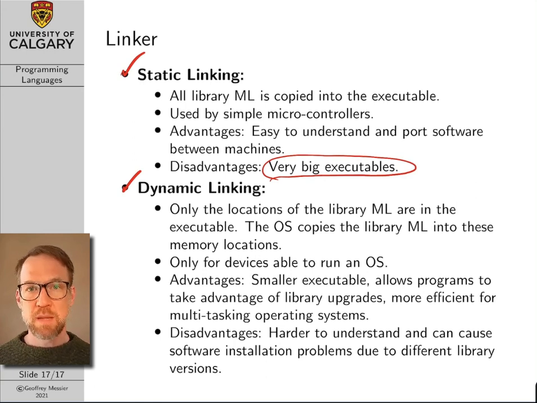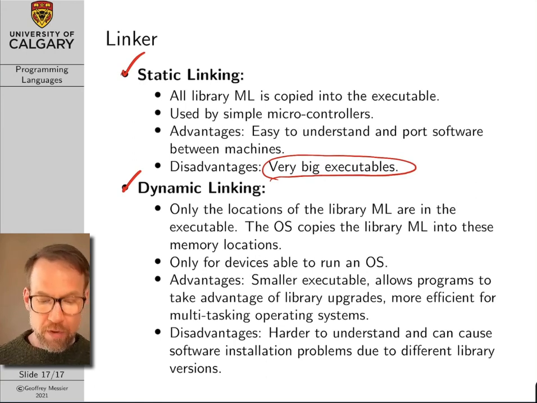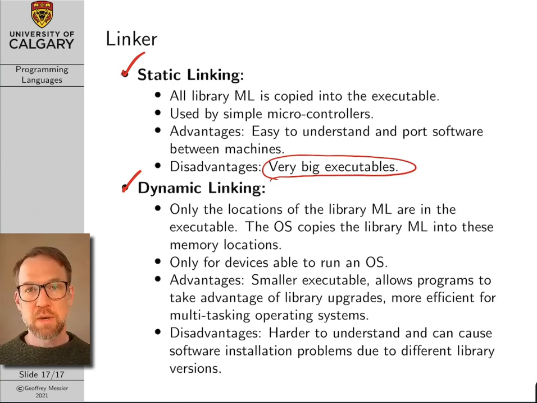The advantages of dynamic linking, I think, are kind of obvious. Smaller executables, since we're not copying in all of that code, and it allows programs to take advantage of library upgrades. So for example, if some improvements were made to a library function, our executable can then jump to the upgraded library and hopefully run in exactly the same way. This is more efficient for multitasking operating systems as well. But the disadvantage is it's harder to understand and can cause some software installation problems if you're trying to run a program on a computer that doesn't necessarily have all of the required libraries.